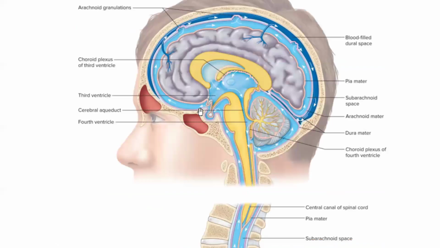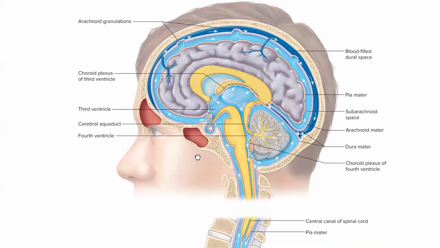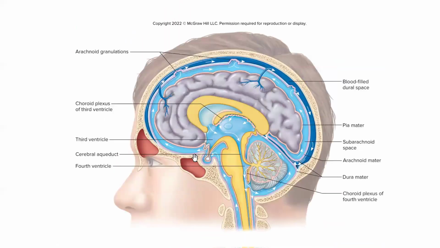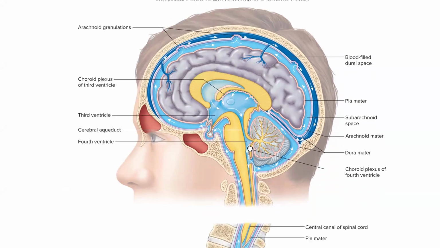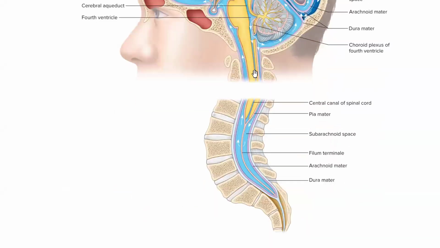So here you will notice the flow of cerebrospinal fluid in the brain and the spinal cord. So these are the ventricles. If you remember, they're lined with ependymal cells, and the ependymal cells are creating and secreting the CSF into the ventricles. The CSF will then flow, following the arrows, down into the central canal of the spinal cord.